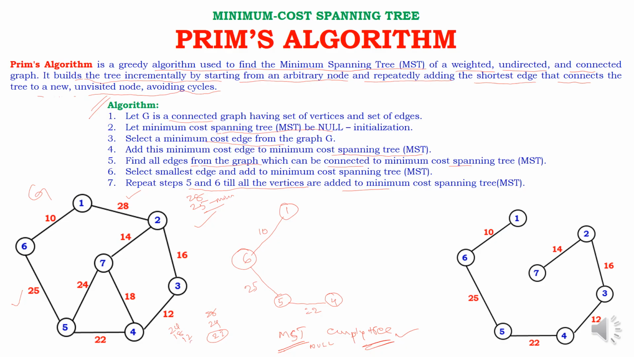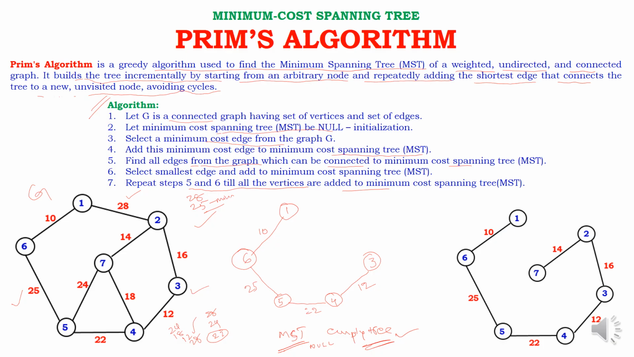1 2 with weight 28. Out of this 4, 12 is small. 12 with the help of adding edge 3. So add vertex 3. The weight is 12. Now repeat again. Repeat 5 and 6. Now find what are the vertices that can be connected to this minimum cost spanning tree.